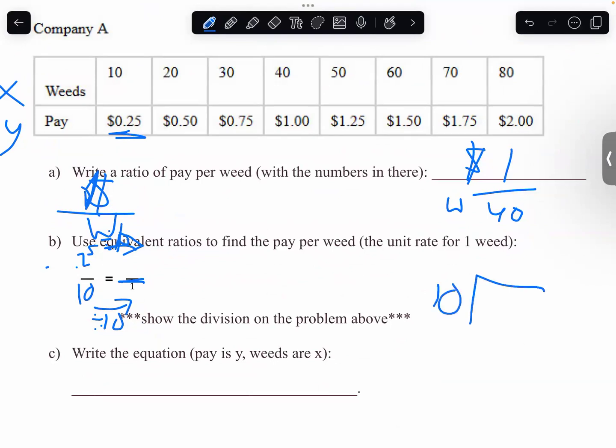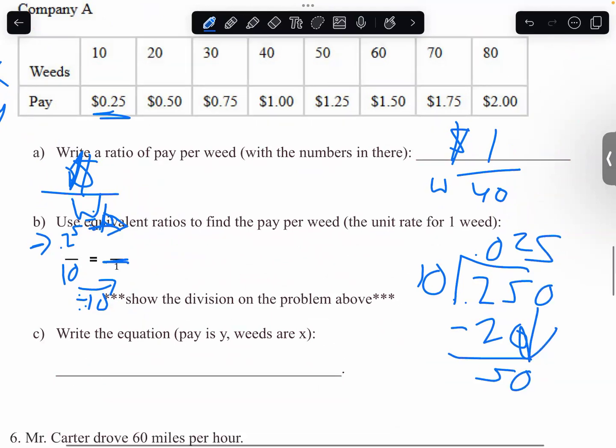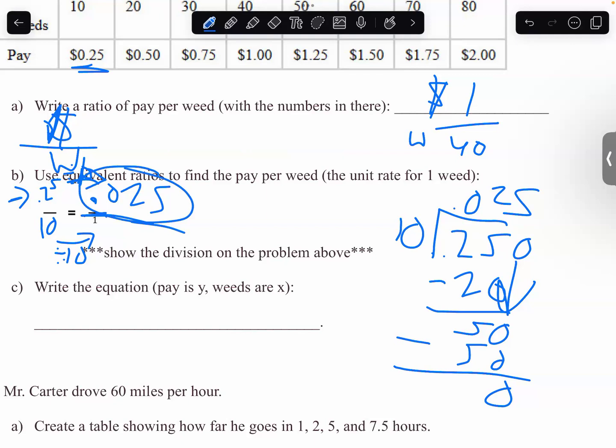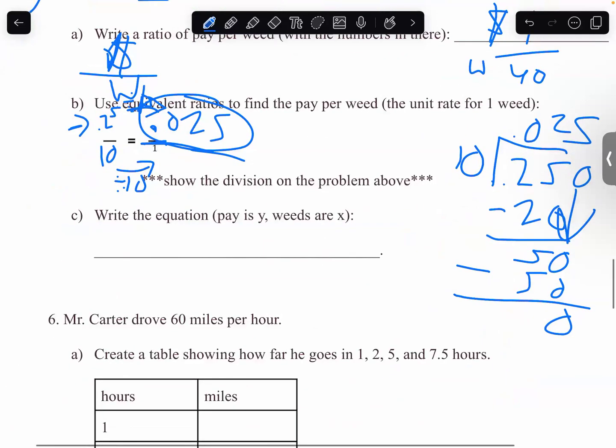Top dog goes in the doghouse, so this one goes inside. 0.25, okay? 10 doesn't go into 2. 10 goes into 25 twice with a remainder of 5. Put another 0 on there, and then 10 times 5 is 50. Okay, so the pay per weed is going to be 0.025. Here, you could say 3 cents per weed, but I would actually say being more exact is better here, right? Because it's such a small amount, 0.025. So 2.5 cents per weed, basically.